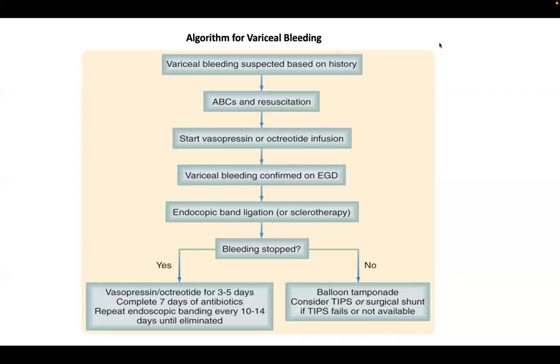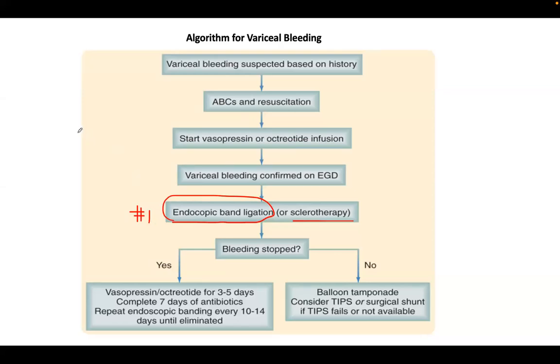So please allow me to share this with you. This is lifted from Schwartz. Algorithm for variceal bleeding. It says here endoscopic band ligation or sclerotherapy. Number one option is band ligation. It has a better success rate.